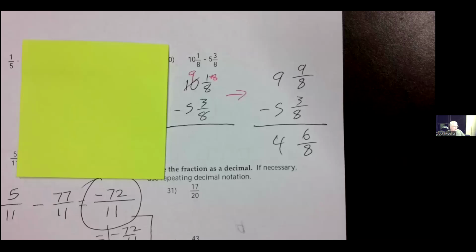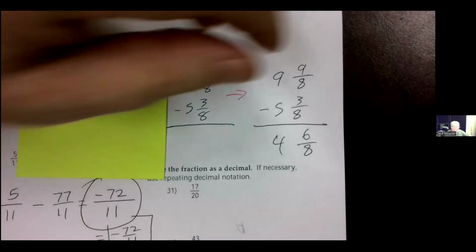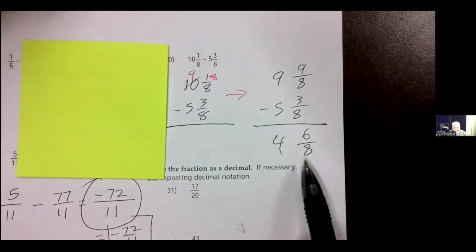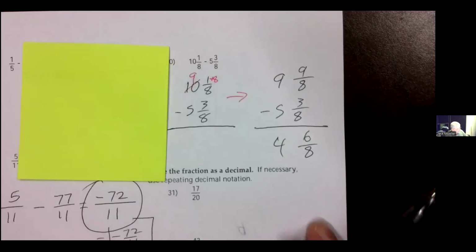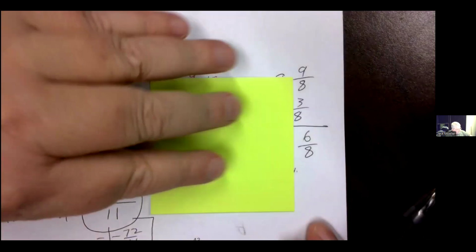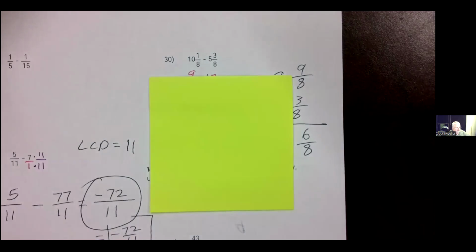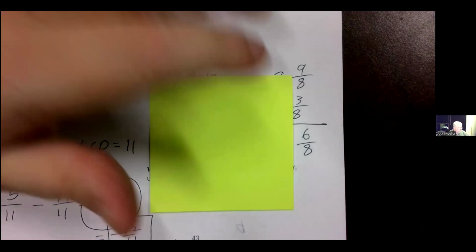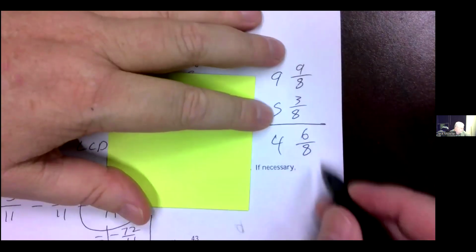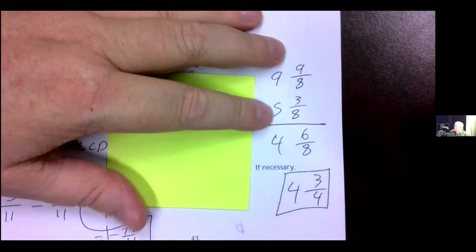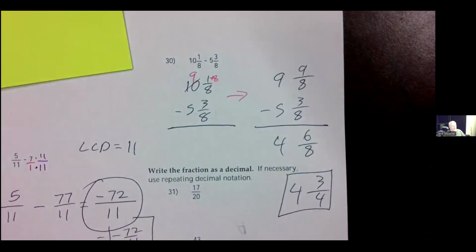Is that the final answer? This still has to be simplified. How do you simplify a mixed number? We haven't talked about that. Well, actually, it's not that bad. Ignore the whole number, just simplify the fraction part. So 6/8, those are both even, so we can divide them both by 2. So that becomes 3/4, and then the whole number does not change. So 4 6/8 would be 4 and 3/4.